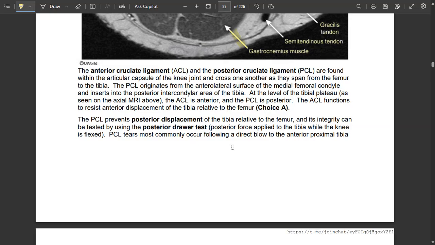The ACL and PCL are found within the capsule of the knee joint and cross one another as they span from the femur to the tibia. So they cross each other. The ACL starts from the lateral side, the lateral side of the femoral condyle.